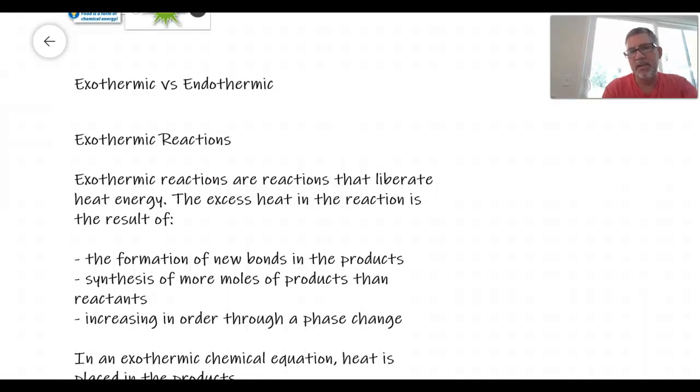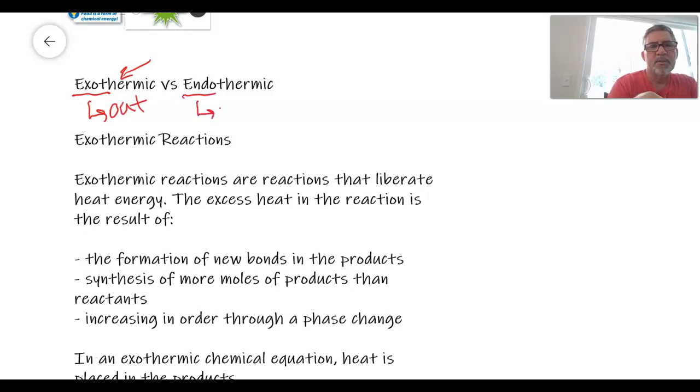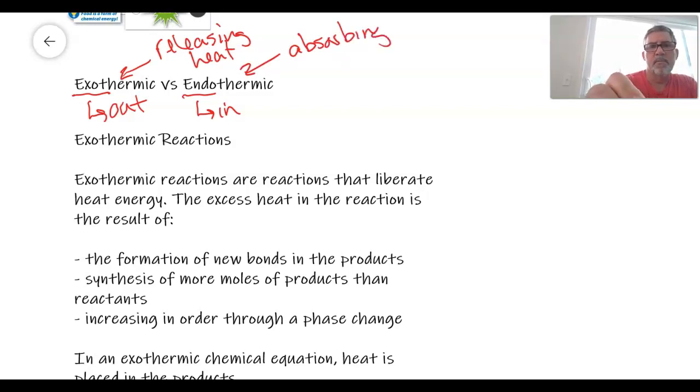So there's two types of basic chemical reactions involving heat, one being exothermic, and this exo means out, and there's endothermic, and endo means in. So exothermic means releasing heat, and then endothermic would be absorbing heat. Okay, so two different things, endothermic and exothermic. So exothermic reactions we'll talk about first.